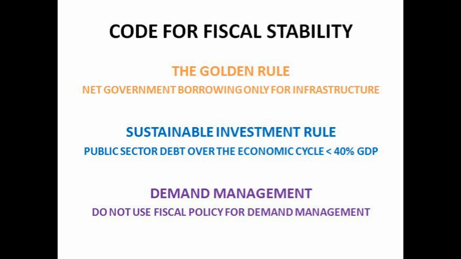There's so many behind the scenes people that we're also employing, so that tends to boost aggregate demand in itself. But anyway, that's the golden rule for you. They also want to make everything really sustainable, so sustainable investment. So public sector debt over the economic cycle should never exceed 40% of GDP, because obviously that could be very hard to pay back and lead to lots and lots of debt interest and horrible stuff like that.